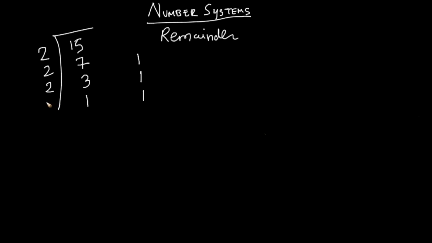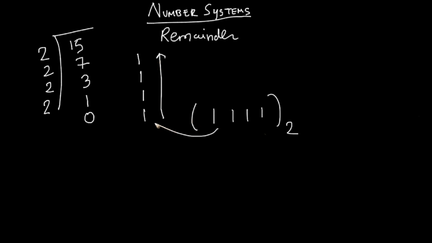3 divided by 2 will give us 1, remainder as 1 again. So we can't divide 1 by 2 anymore. So we'll say 2 times 0 and we have the remainder as 1. And so the result is 1, 1, 1. That is, 15 to the base 10 is 1, 1, 1. Note that we started counting the remainders from bottom to top, not the other way around.